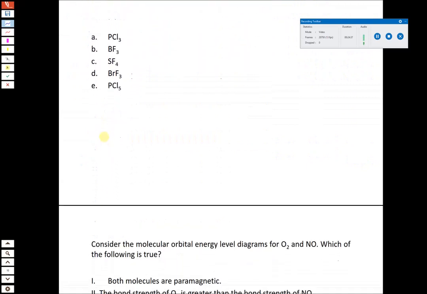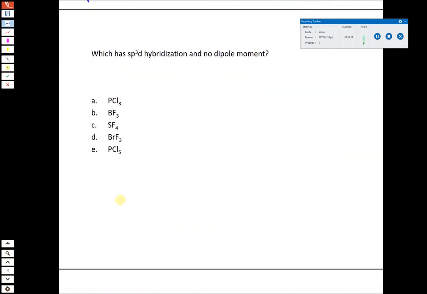Alright, and then this last question on this same topic combines 2 topics that we've been talking about, which is hybridization and dipole moment. So we're looking for which has sp3d hybridization and no dipole moment. So we're looking for a nonpolar molecule, but it has to have sp3d hybridization. sp3d hybridization means we have one s, 3 p's, and 1 d. That's a total of 5 hybridized orbitals, which means we have 5 electron groups.